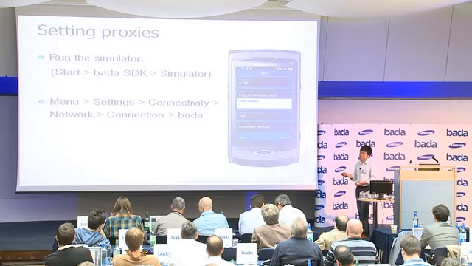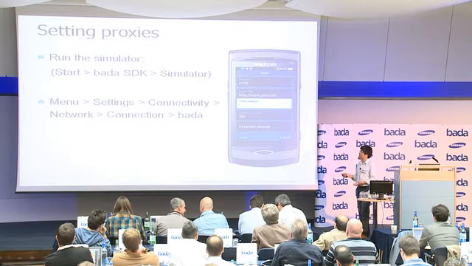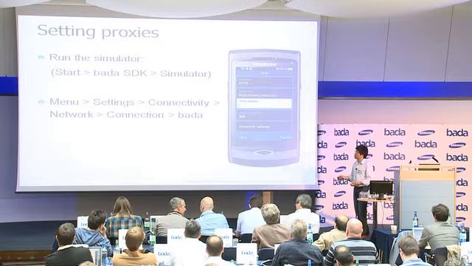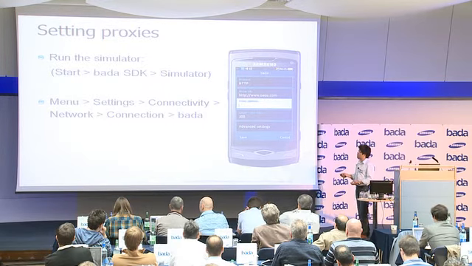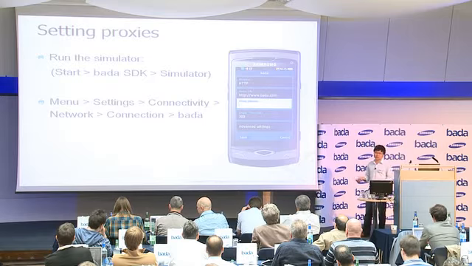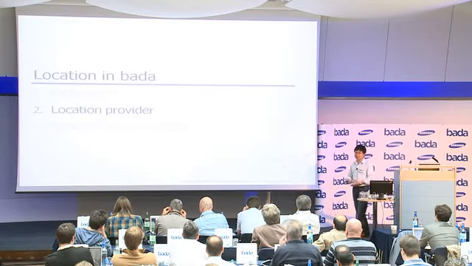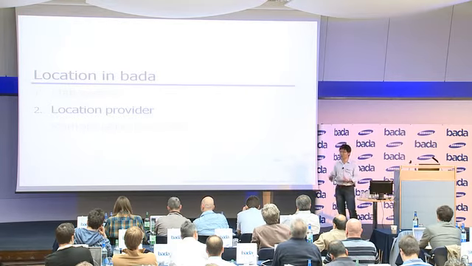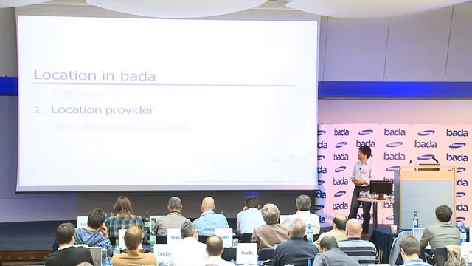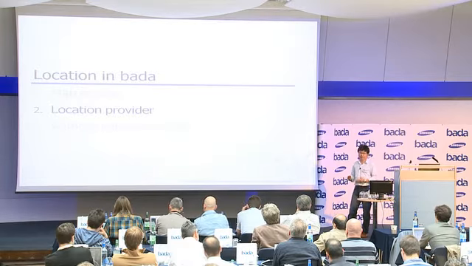You launch the proxy as a standalone, and then go to the setting menu and get the connectivity options and choose network, connection bada, and then you can type the proxy address for your simulator, and then it will connect to the Jakarta server to download the right map data. So now you have your map.